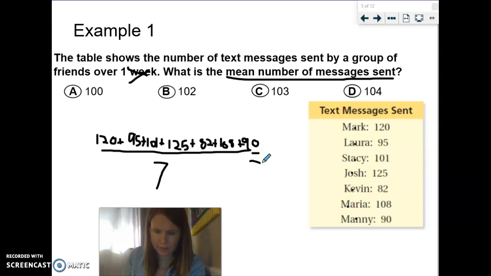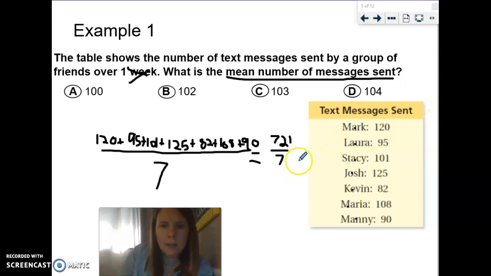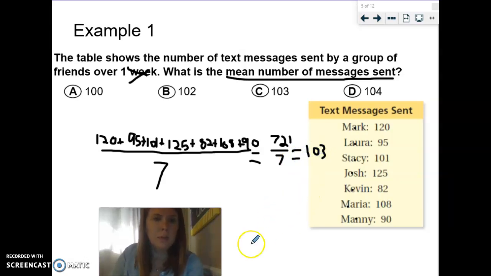120 plus 95, plus 95, plus 101, plus 125, plus 82, plus 108, plus 90. So it looks to me that I get 721 out of 7. So I'm going to use my division here, plugging in my calculator. And once I've done that, it looks to be that I get 103. So on average, if I take an average score here, most people were on average sending about 103 text messages a week. Put a comment down below and tell me, is that too much or is that too little?